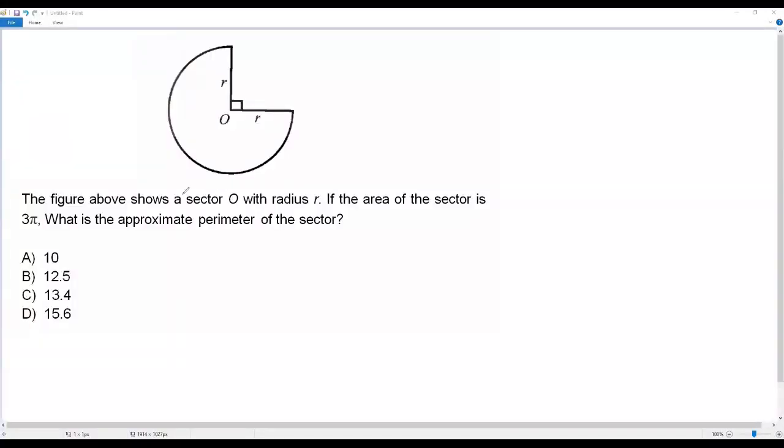Here we have a SAT math question. There is a figure given over here. The figure above shows a sector O with radius R. If the area of the sector is 3 pi, what is the approximate perimeter of the sector?